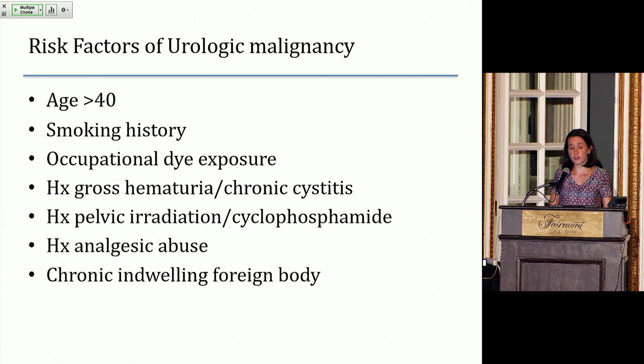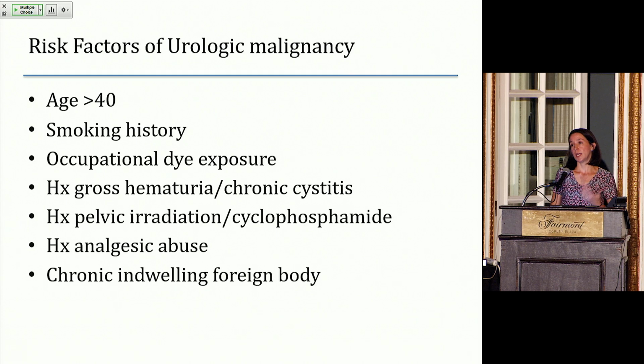What are the risk factors for urologic malignancy? Being over 40, and smoking history is important. Rubber industry workers or those that have exposure to occupational dyes. Patients that have a history of gross hematuria or chronic cystitis are at risk of urothelial malignancies. Also those that have had pelvic irradiation, and patients who have received cyclophosphamide.